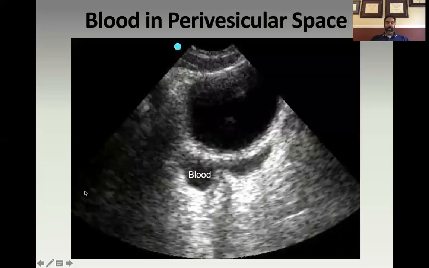Here's an example of blood in the perivesicular space. Again, we said bladder, prostate. You can see that this blood here, this fluid collection, is starting to horseshoe around that bladder in a U shape. So this is a positive FAST in the perivesicular space.